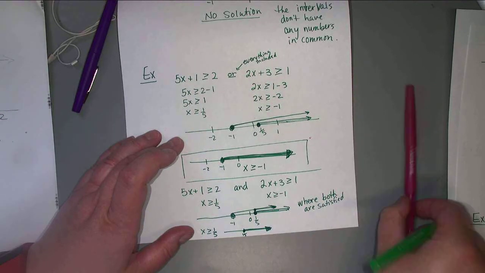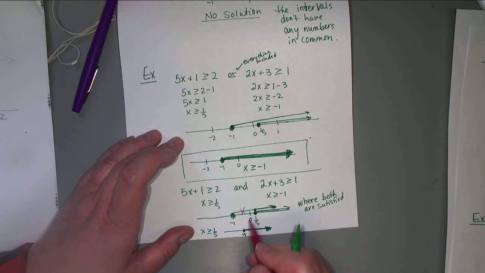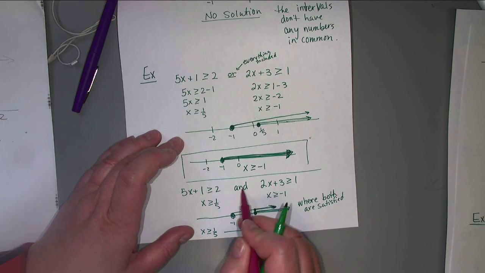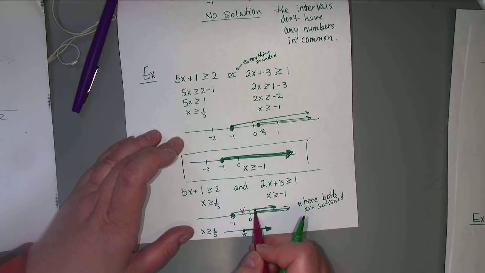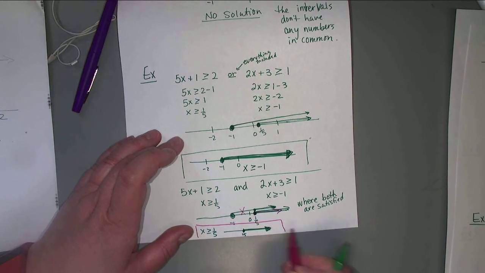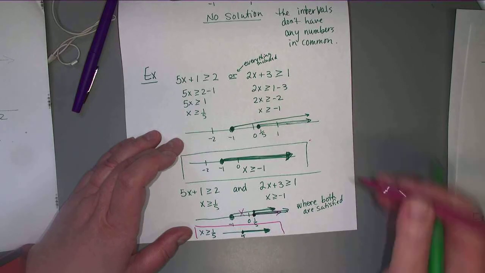And this would not be part of the solution because it only satisfies this one and not that. But we want and, so we want it to work in both. So the numbers in this side would work in both, and that would be our solution. Okay, we'll do more of these in the next lecture.